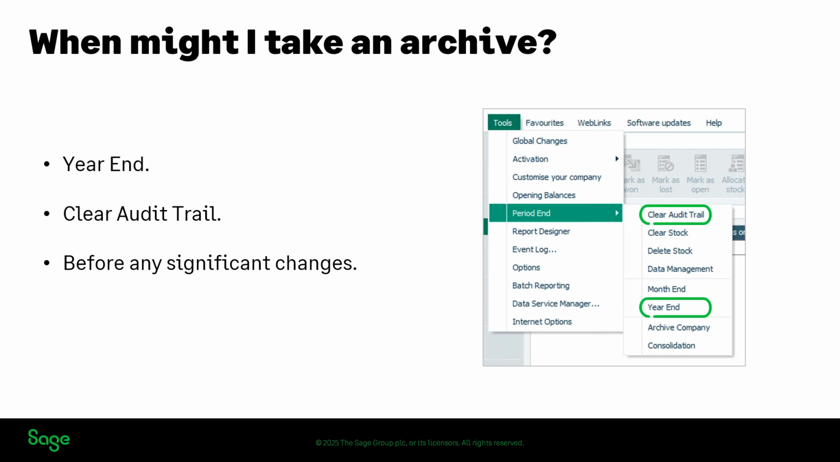So, for example, if you've taken an archive at year end, and then you run a clear audit trail straight afterwards, you wouldn't necessarily need to take another one before running the clear audit trail process. However, if you run the year end and then you run a clear audit trail later on in the year, you might then want to take one at that point. But again, we're going to go into that right now.